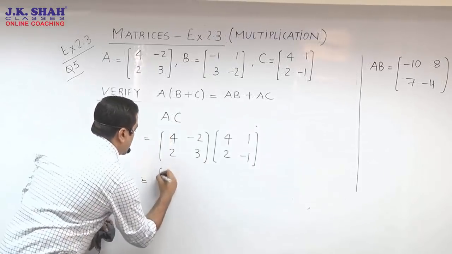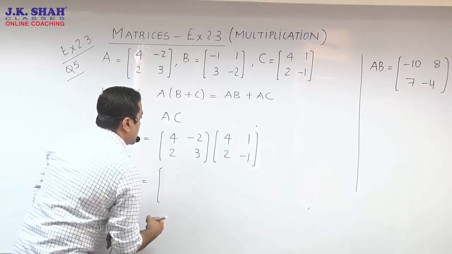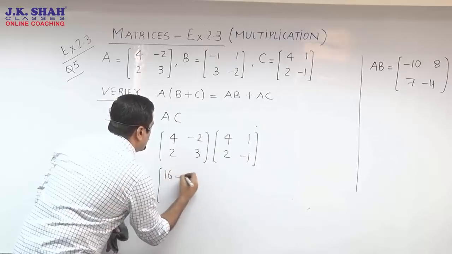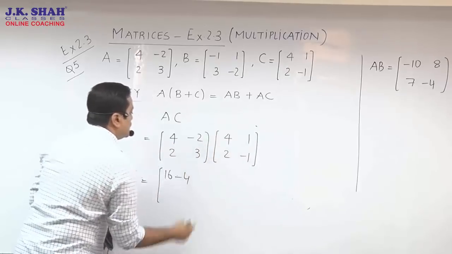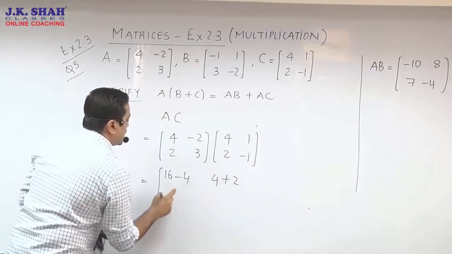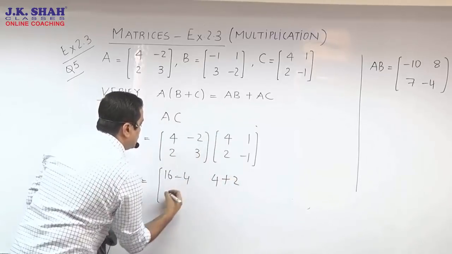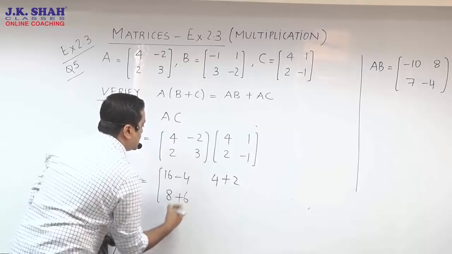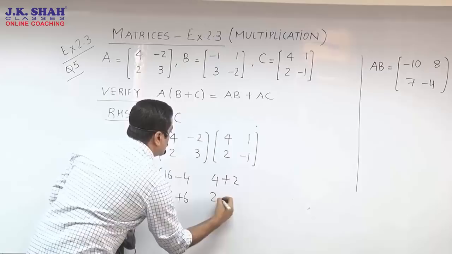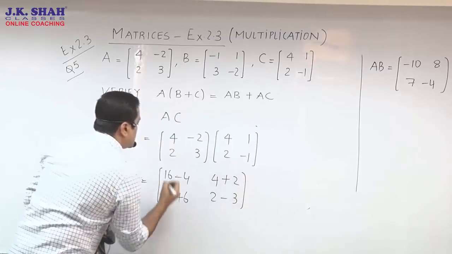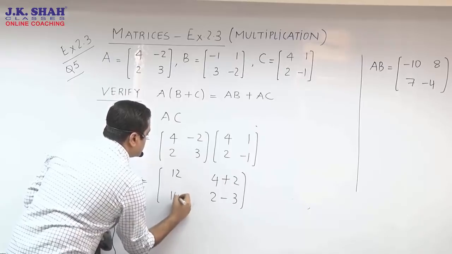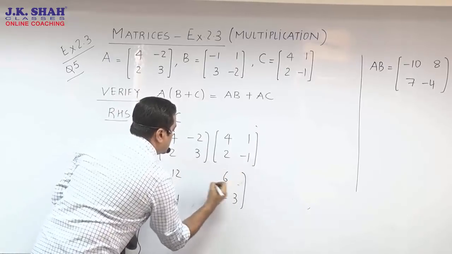Let's see whether your answers have come. So I am working out my AC. I'll be a bit quick. 16 minus 4, that was my R1 C1. Now R1 C2, it's going to be 4 plus 2. Moving to the second row, R2 goes with C1, 8 plus 6. R2 C2 is 2 minus 3. So my answer is 12, 14, 6 and minus 1.